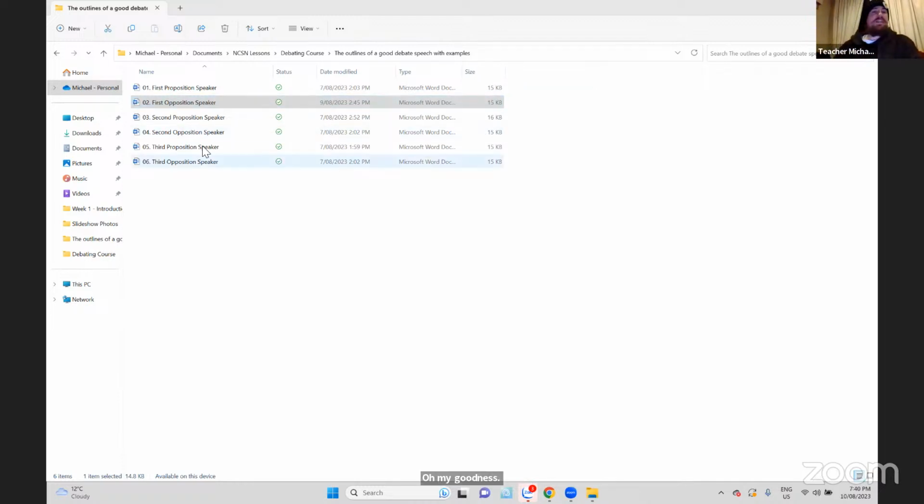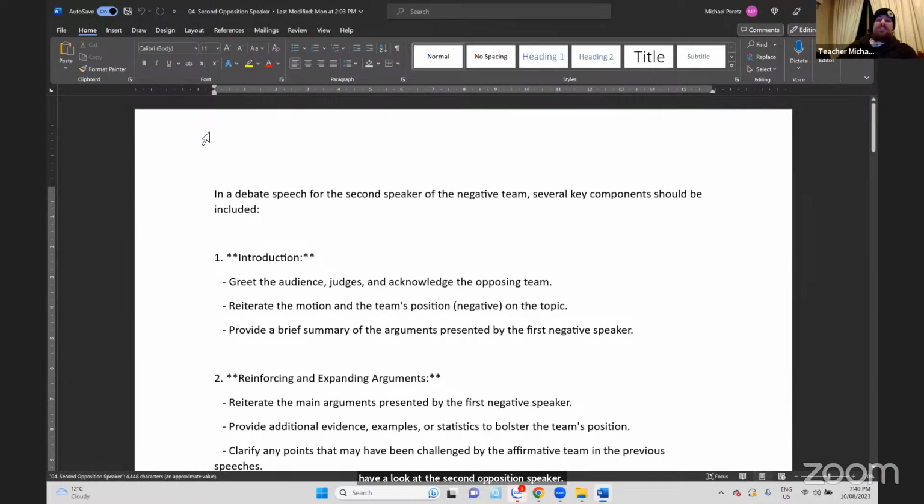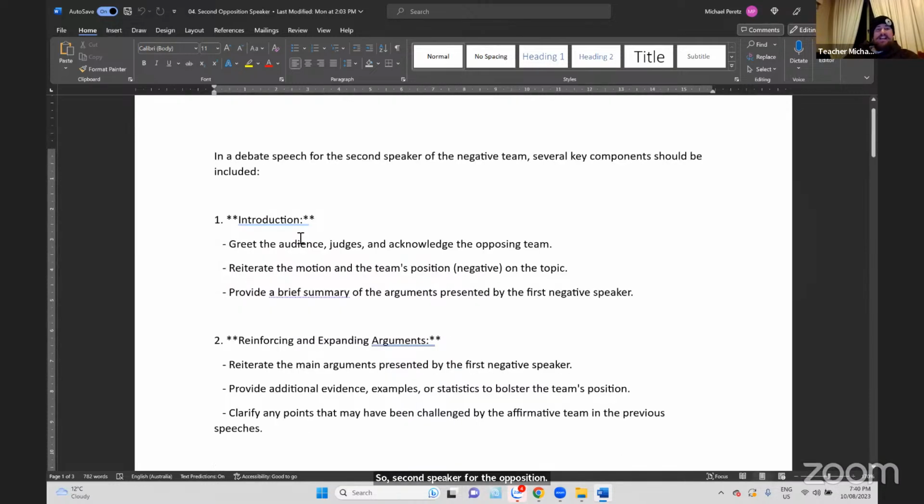Okay, so let's have a look now. We'll have a look at the second opposition speaker, and then we'll have a look at the third opposition speaker, just to look at how a team can develop their case to be nice and strong. So, second speaker for the opposition. Again, they need to start with an introduction. So greet the audience, judges, and the opposing team. Remind everyone of the motion and the fact that we're against it, and then provide a brief summary of the arguments presented by the first speaker of the team.